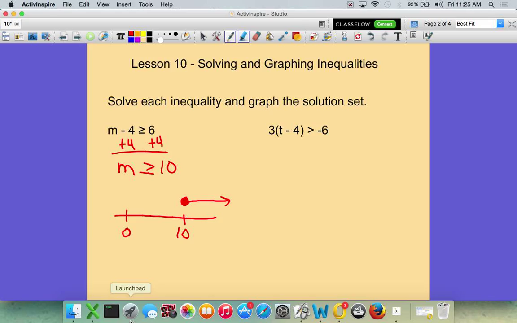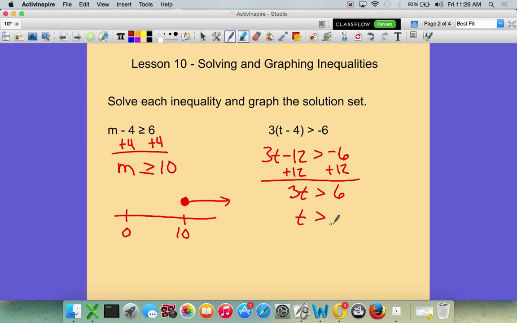For our next one, we have parentheses in here. You still follow your order of operations. We take 3t minus 12 is greater than negative 6. And then we just solve for t here. So we're going to add 12 to both sides. 3t is greater than 6. Divide by 3, t is greater than 2.